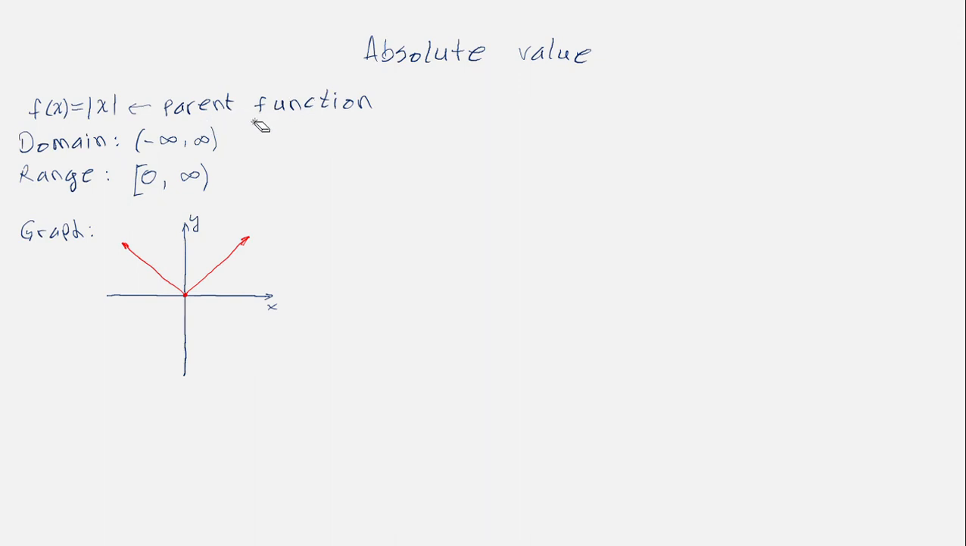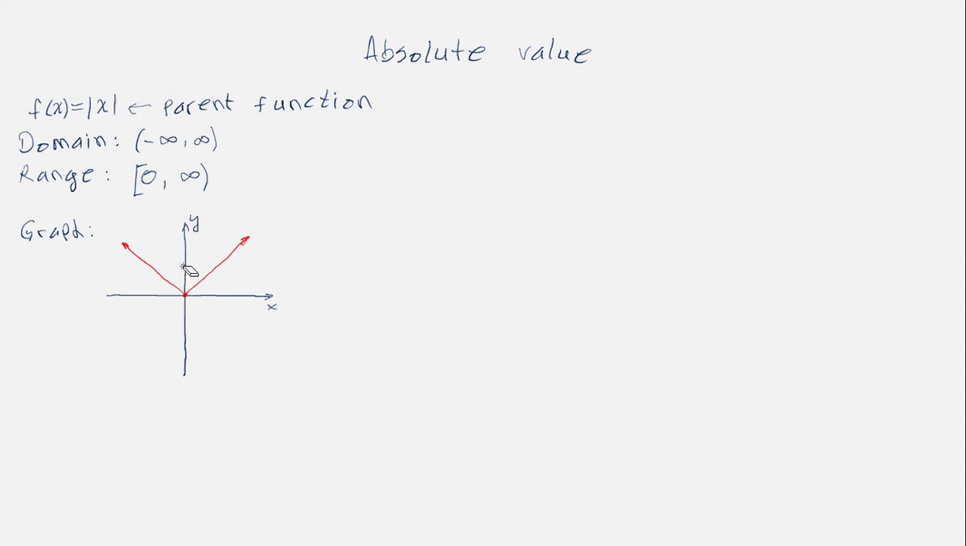The parent function, the basic function in this family, looks like this. f of x equals, then we have two little vertical lines and x in between. This means absolute value of x, right? So f of x equals absolute value of x.